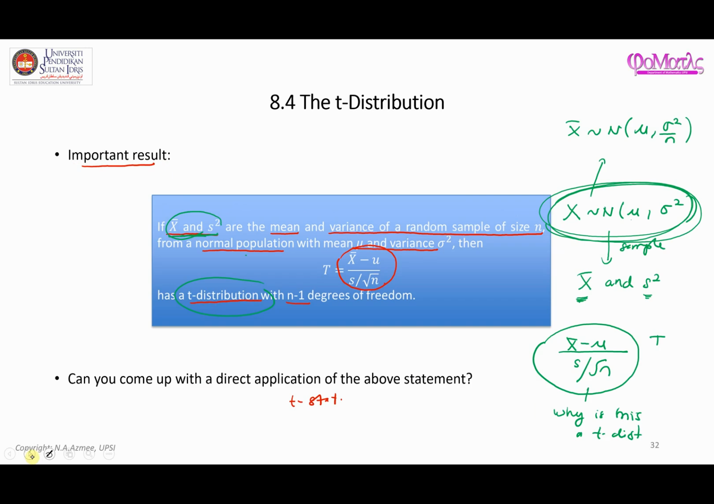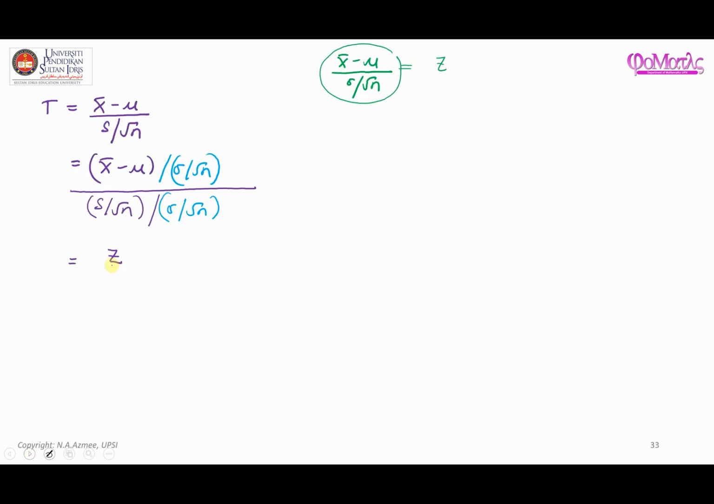Next, what is going to happen at the bottom part? You can see here the bottom part, well, I can write it like this. I hope you can see that sigma over square root n and sigma over square root n can be cancelled out. So here you can cancel out this guy and this guy. So the bottom part is just s over sigma.